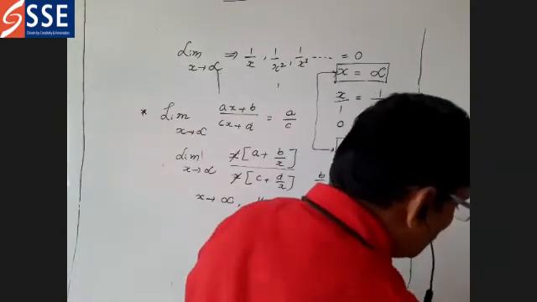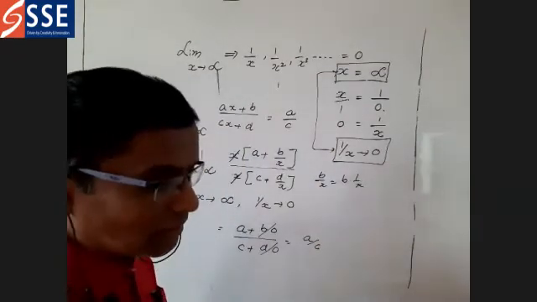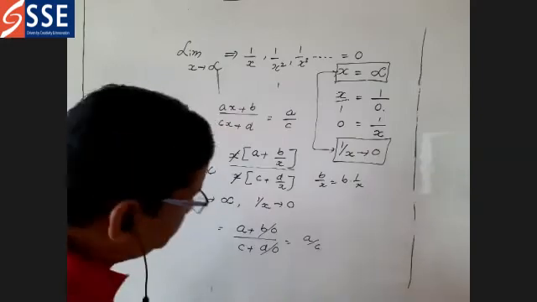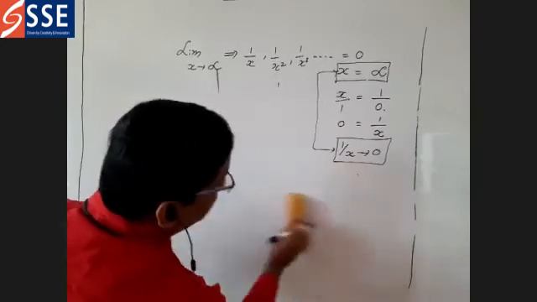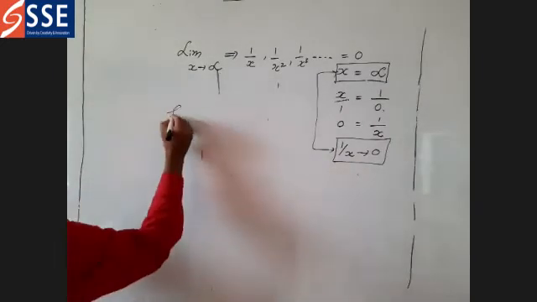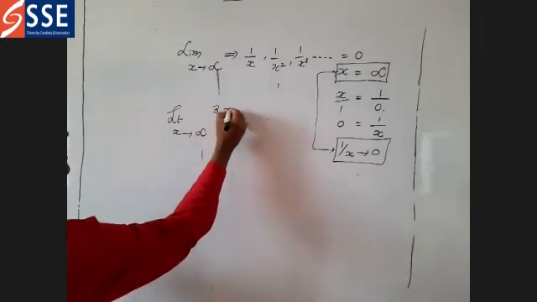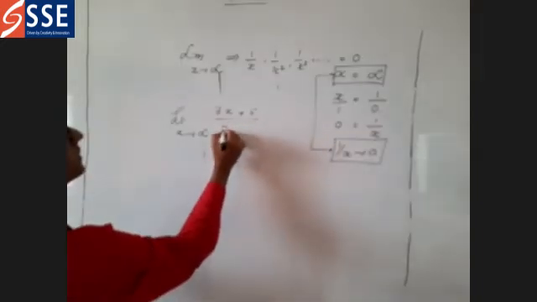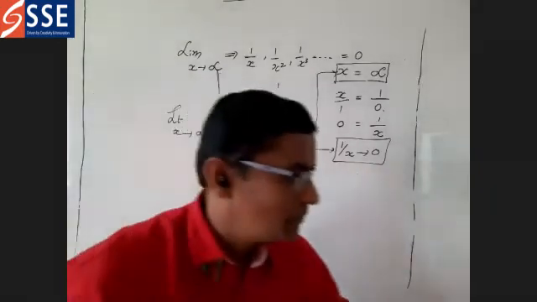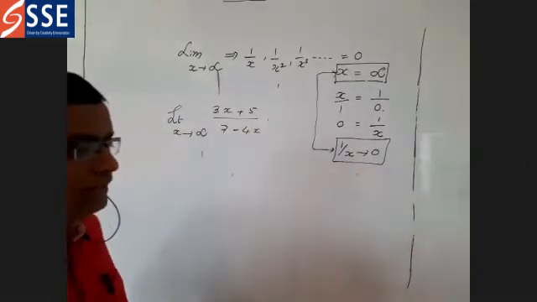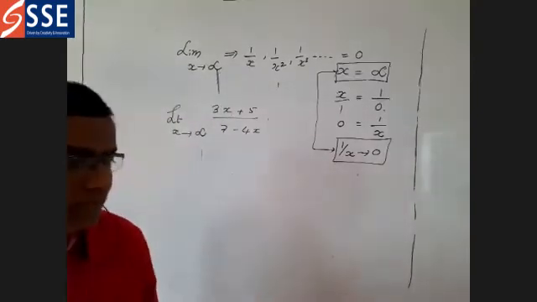Shall we move on to one more? Now see the question and tell me the answer. Observe carefully. Limit x tends to infinity, 3x plus 5 by 7 minus 4x. Give me the answer.